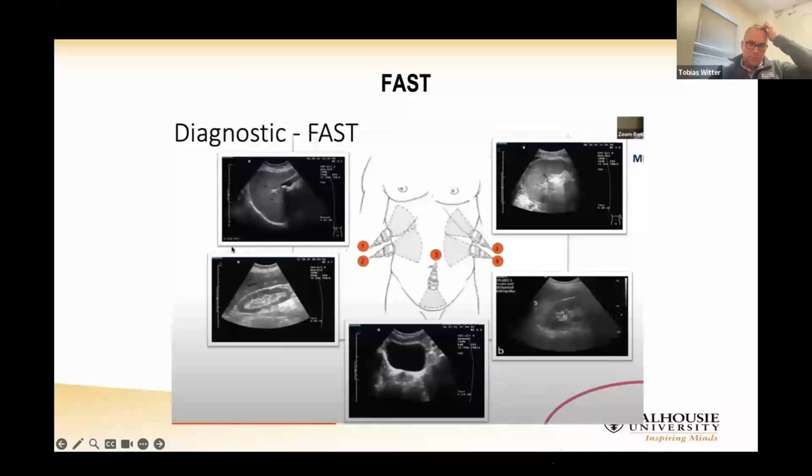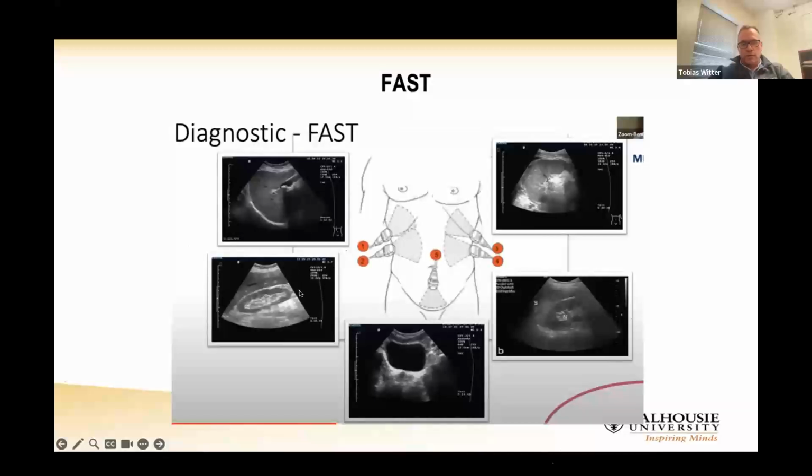And we want to make sure that the Morrison pouch is empty so that there is no black fluid between liver and kidney. You're going to do the same on the other side. Look at the chest, look at the spleen. And hopefully there's no fluid between spleen and kidney on that side. Here, this space doesn't have a separate name, I think.